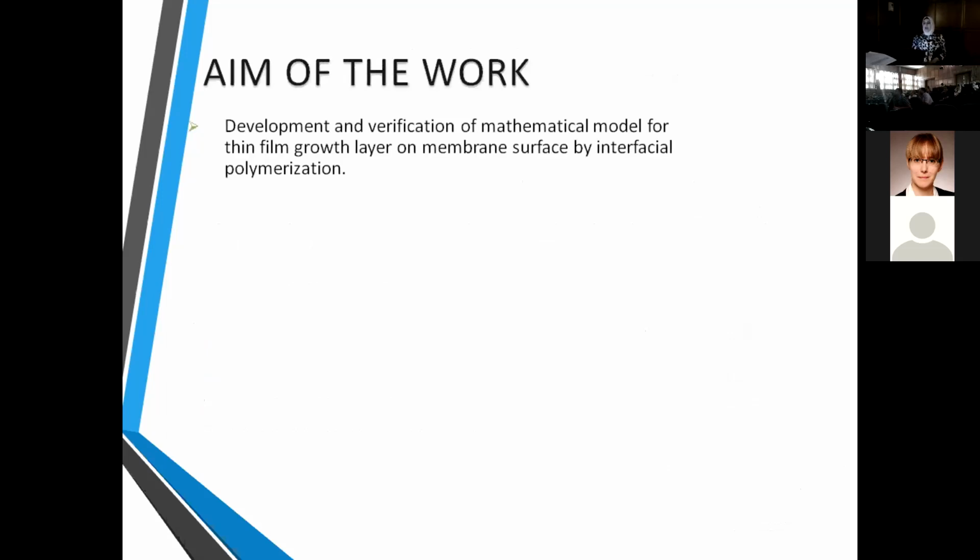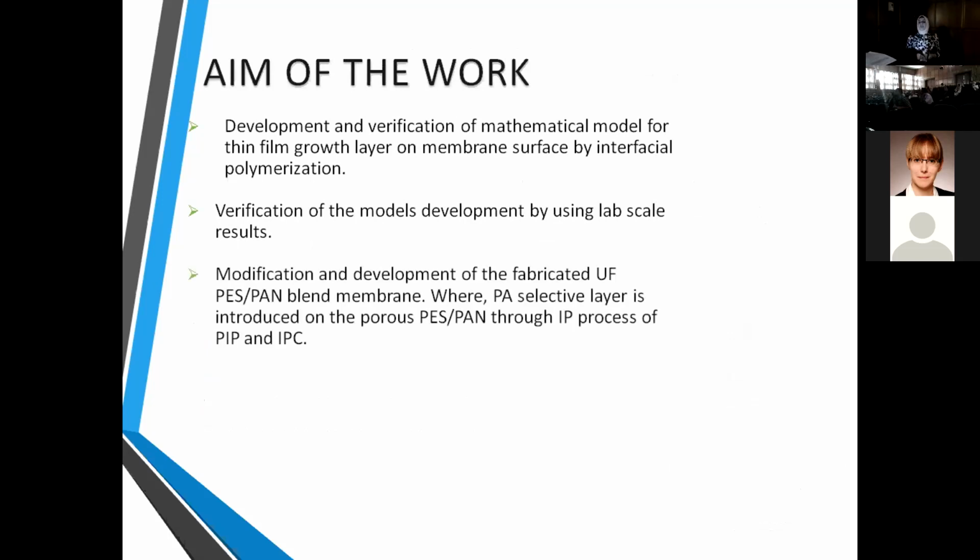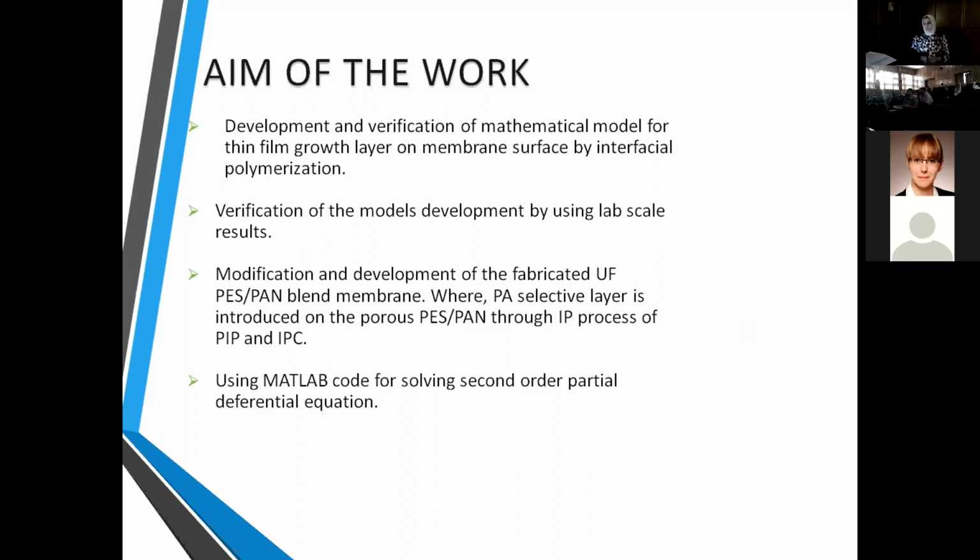The aim of the work is the development and verification of a mathematical model for thin film layer growth on the membrane by interfacial polymerization, verifying the developed model at lab scale, and the modification and development of a fabricated ultrafiltration polyethersulfone and polyacrylonitrile blended membrane, in which a polyamide selective layer is introduced on the surface of the blended membrane using piperazine and isophthaloyl chloride. Lastly, we use MATLAB code or software for solving second-order partial differential equations.